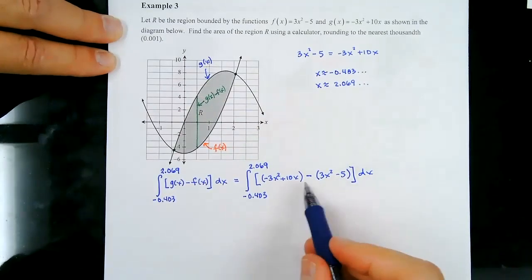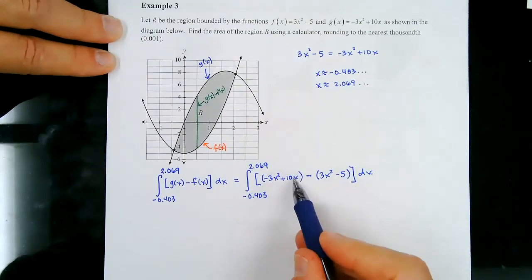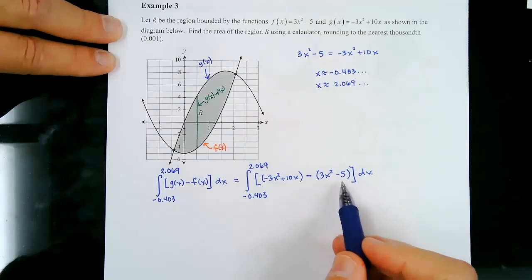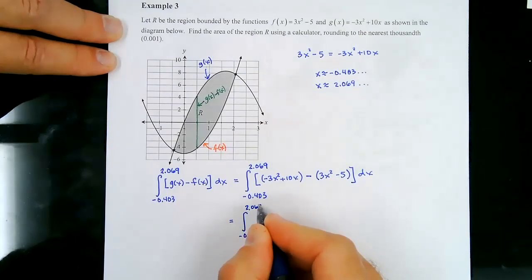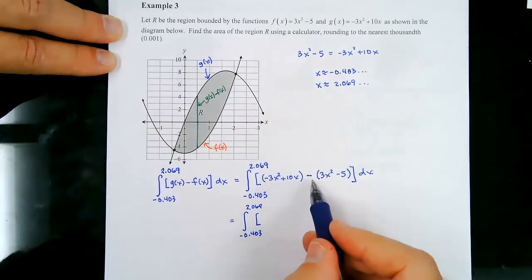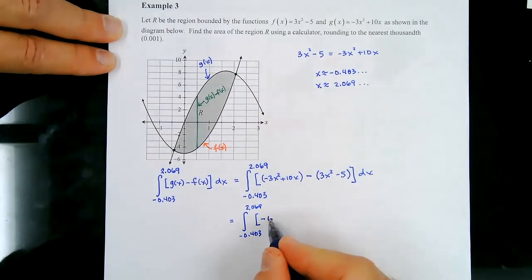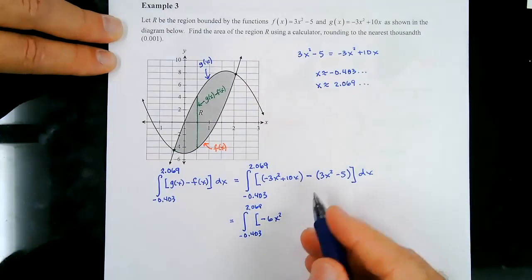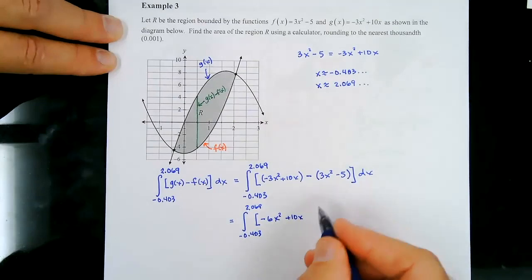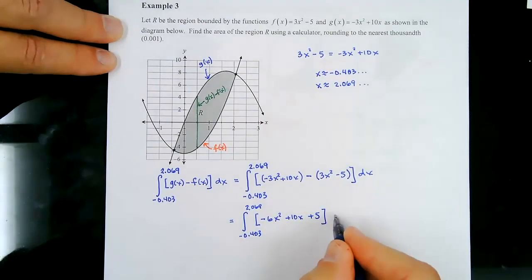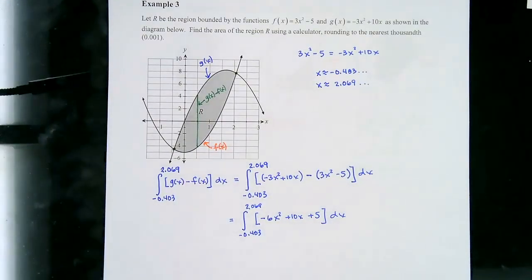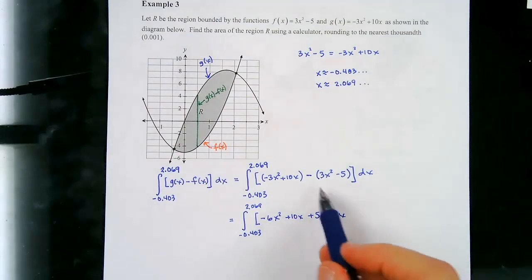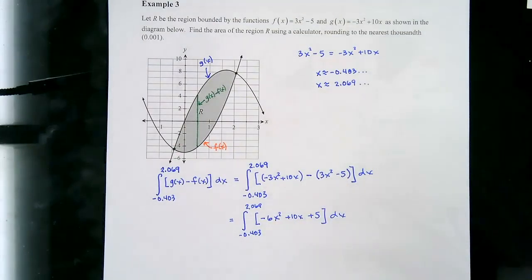For this problem, it's actually pretty easy to combine these. If it wasn't, then I would just do this is my y1 minus my y2, okay? So this is equal to the integral from negative 0.403 to 2.069 of negative 3x squared minus 3x squared, so that's going to give us negative 6x squared, plus 10x, and then plus 5. So I cleaned this up, but you wouldn't have to, okay? A lot of times you're not going to want to because it's just too complicated. But I did because they were both parabolas and they were easy to subtract. That's the only reason, okay?